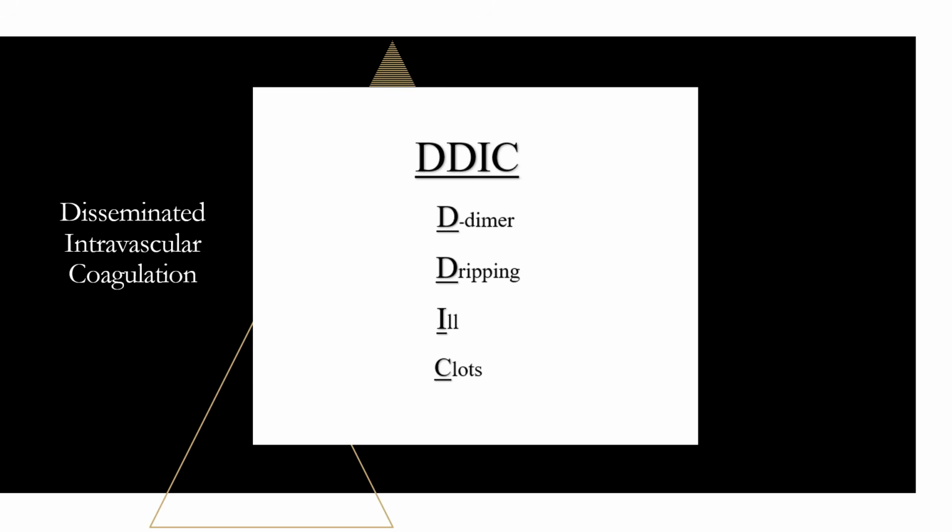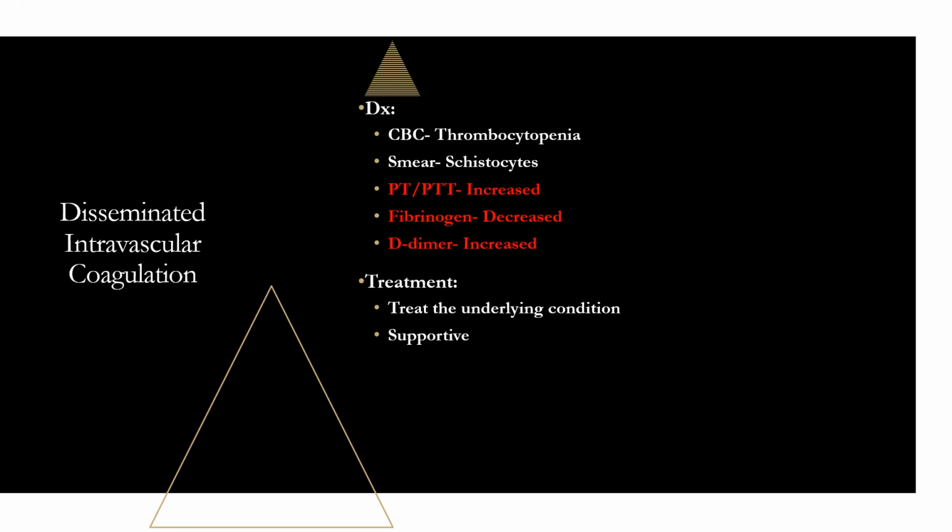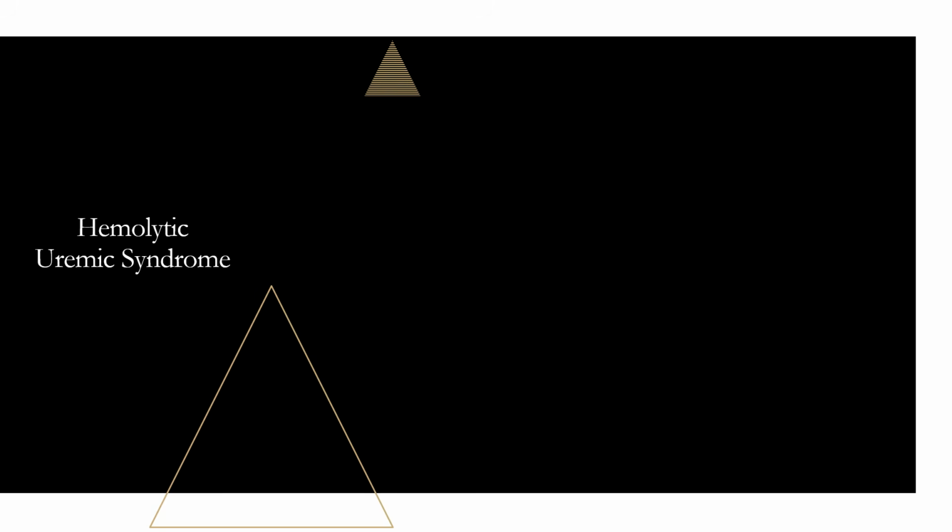Then I stands for ill. Remember, they're going to be sick: sepsis, trauma, malignancy. They're going to be ill. And then finally, clots. Remember, clots is what got us here. Those inappropriate clots, it's what got the patient into this mess. Widespread microthrombi, clots forming where they shouldn't be. They're using up all the clotting factors. That is DIC. Let's move on to hemolytic uremic syndrome.